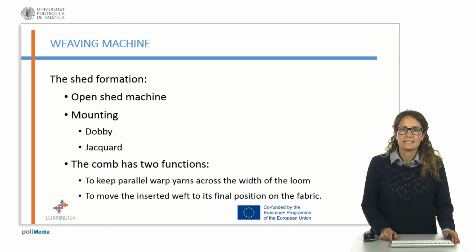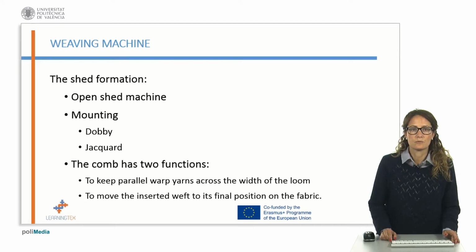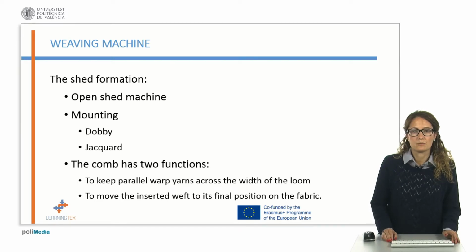The shed is the temporary separation between upper and lower warp yarns through which the weft is woven. The shed opening machine is the part of the weaving machine that moves the heddles, which are the devices that move the warp yarns up or down.